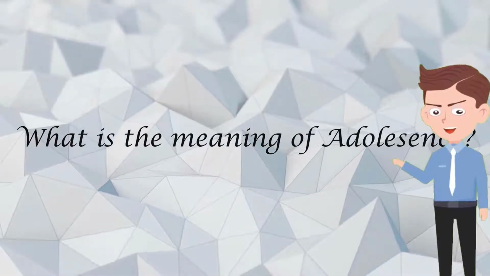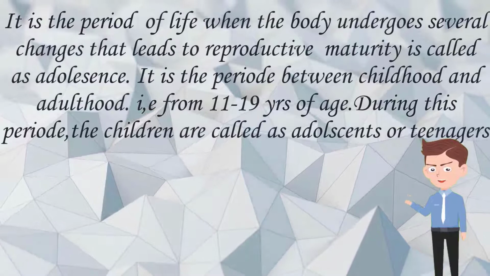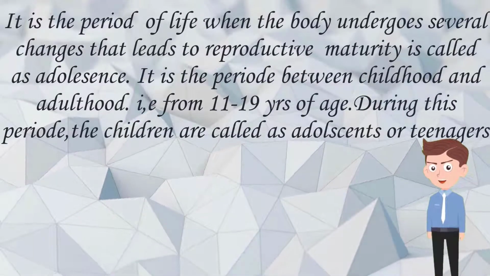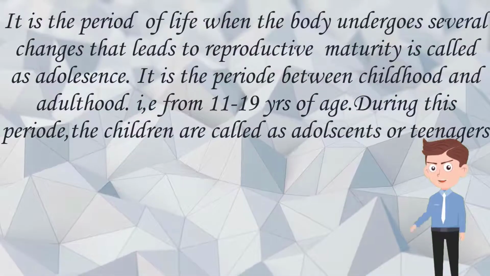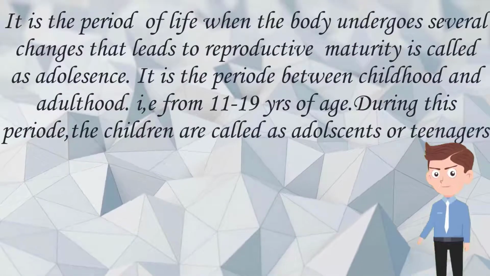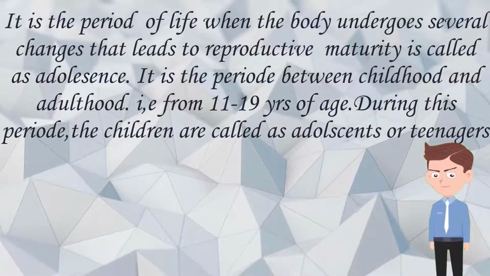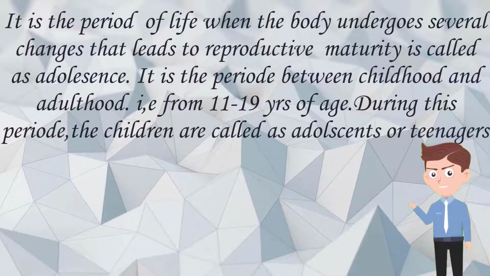Here, what is the meaning of adolescence? Adolescence is a period of life when the body undergoes several changes that lead to reproductive maturity. It is a period between childhood and adulthood, that is, from 11 years to 19 years of age. During this period, the children are called adolescents or teenagers.